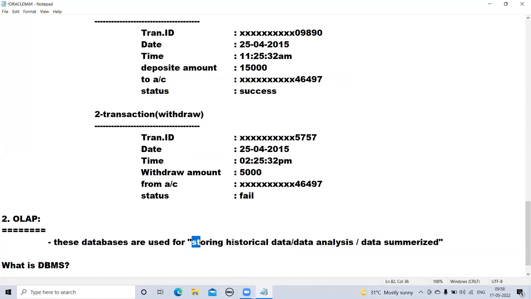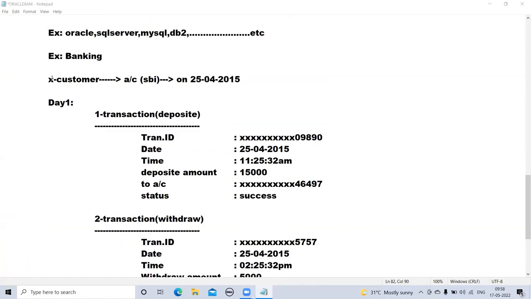So once your data is stored here, that data can be analyzed or summarized. Now the point is historical data. What is meant by historical data here? For example, suppose this X customer opened an account on 25/4/2015.